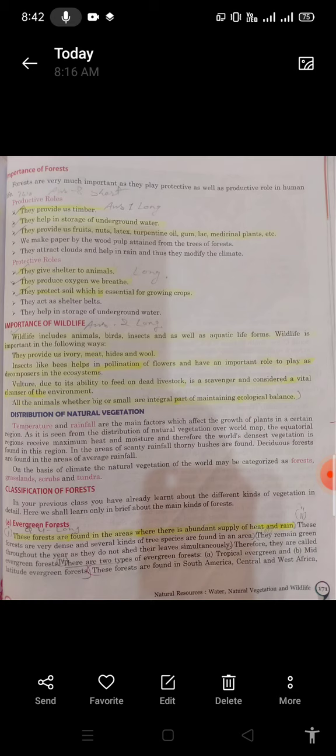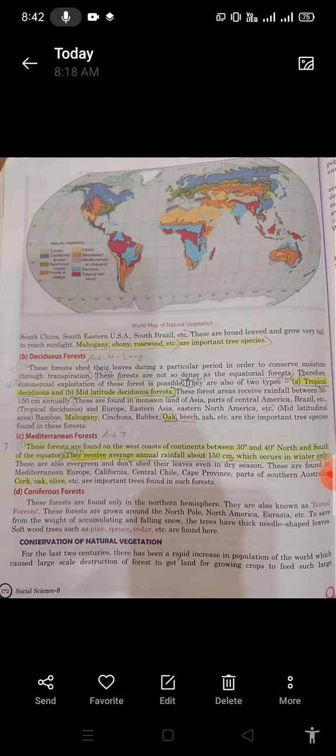Special species: mahogany, ebony, rosewood. Clear? Next, B, deciduous forest. These forests shed their leaves during a particular period in order to conserve moisture through transpiration. These forests are not so dense as the equatorial forest or the evergreen forest. They have also two categories: A, the tropical deciduous forest, and B, mid-latitude deciduous forest.